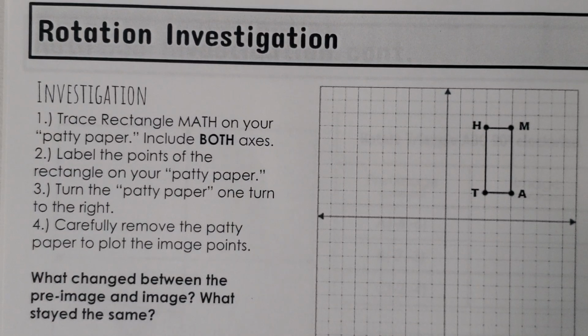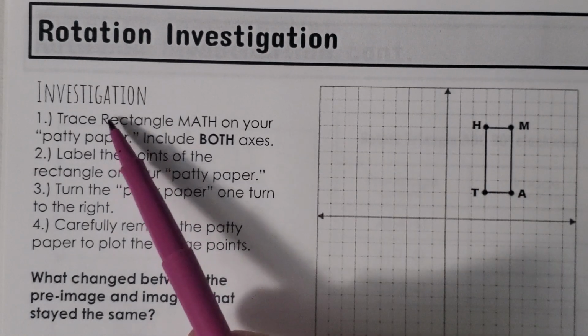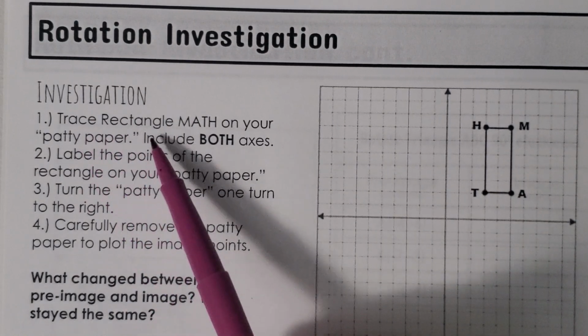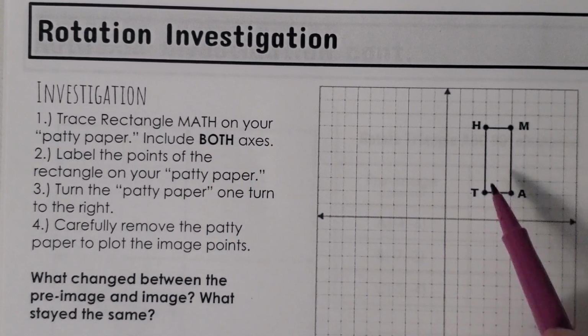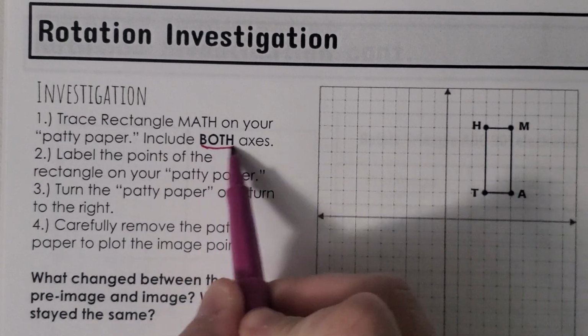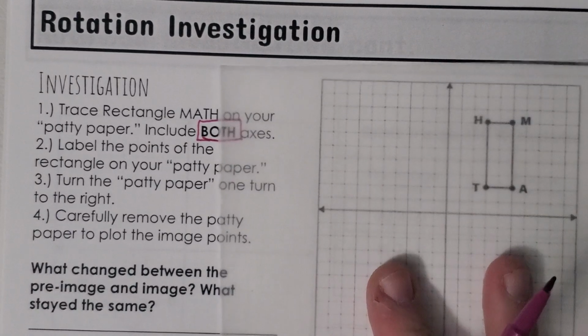In this video, we're going to talk about rotations over a coordinate plane. So our investigation starts with tracing the rectangle given over here on your patty paper. So we need to include both of the axes. I'm going to explain why in just a second. So you should have a plain piece of patty paper that you're going to lay on top and trace.